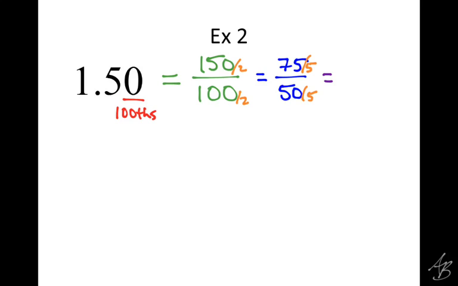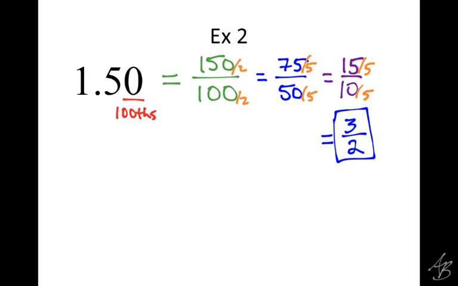75 divided by 5. And 50 divided by 5 is 10. Are we done yet? No, we can reduce by what? 5 again. Both of these numbers end in a 5 or a 0. So 15 divided by 5 gives us 3, and 10 divided by 5 gives us 2. Are we done yet? Yes.